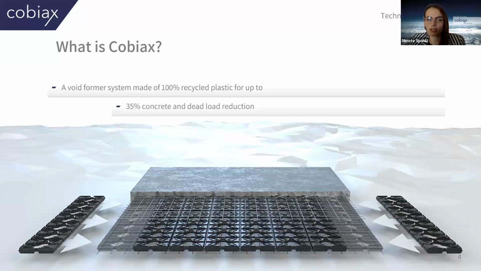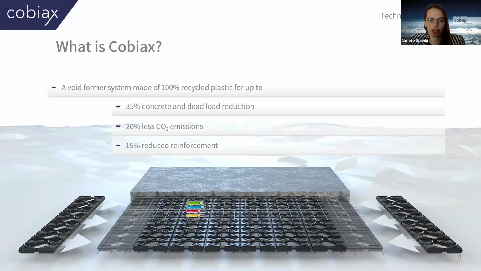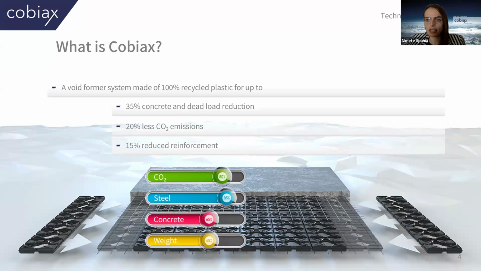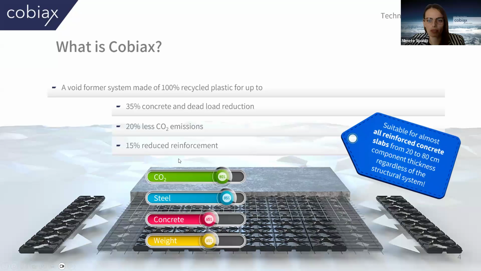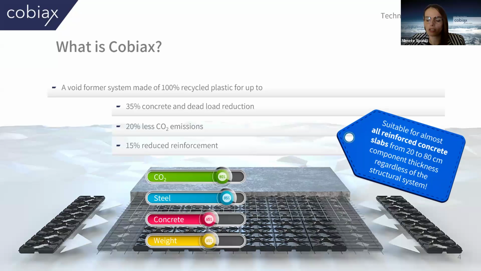With Cobiax, you can replace about 35% of the concrete. Due to this, you will have the dead load reduction. We have a great impact also on the environment. Based on this, we have about 20% less CO2 emissions by using Cobiax. Since the slab will be a light-weighted slab, the loads will be reduced and we will have about 15% less reinforcement. So we have savings in concrete and we have savings in reinforcement by using Cobiax. Cobiax is suitable for slab thickness from 20 to 80 centimeters.